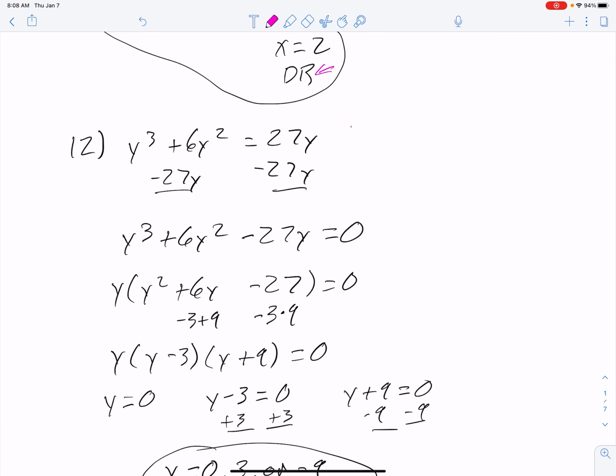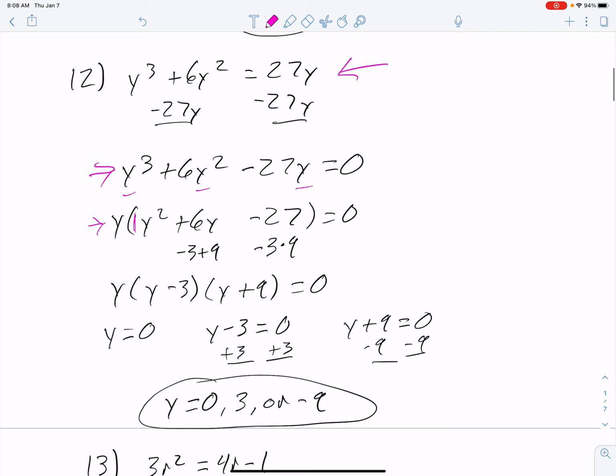12 is very similar. I've only got one value on the right-hand side, so I'm going to go ahead and subtract that 27y. Write my function in descending order. Again, I see a y in every single term, so I know I can factor y out. And then again, conveniently, my lead coefficient is 1. So I simply need the factors of -27 that are going to add up to +6, -3 and 9.